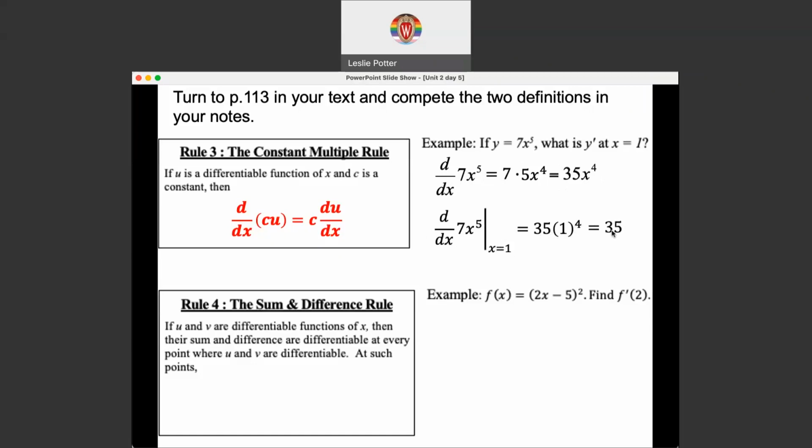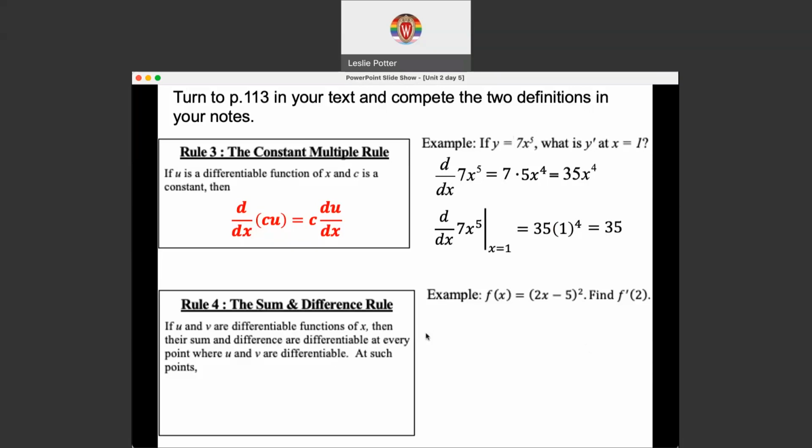So if I would draw a tangent line at x equals 1, tangent to this curve, its slope would be 35. Super steep. Does that make sense? Let me say that again. If I were to go to x equals 1 on this function, and I were to draw a tangent line to this function, its slope would be 35, okay?